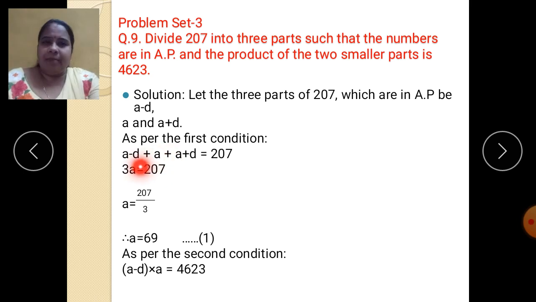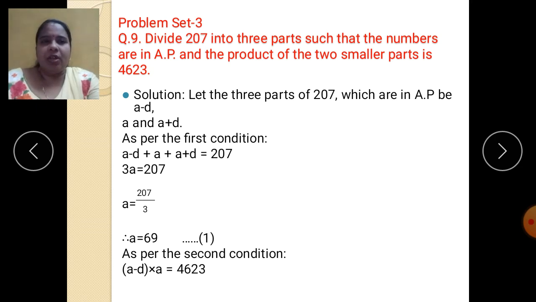What is it? A minus D plus A plus D. These 3 parts, addition should be 207. So again minus D and plus D will get cancelled. 3A is equal to 207. A is equal to 207 upon 3. So A will be 69. One of the variables we have got here, that is A is 69.